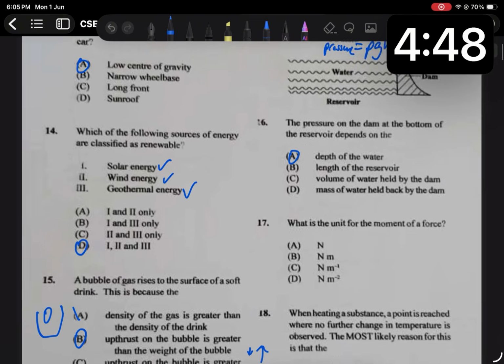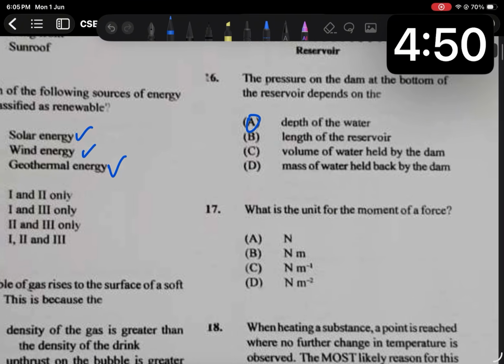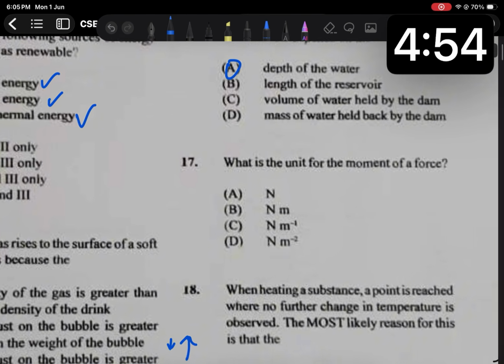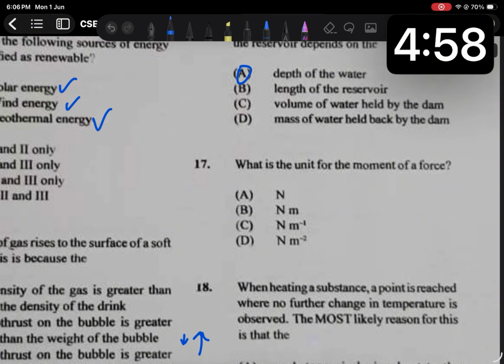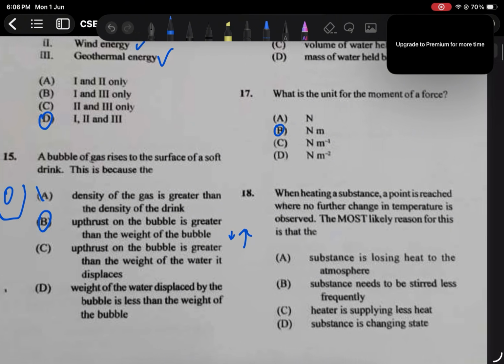What is the unit for the moment of a force? Moment is the product of the perpendicular distance by the force. So that would be the force multiplied by distance, Newton meters.